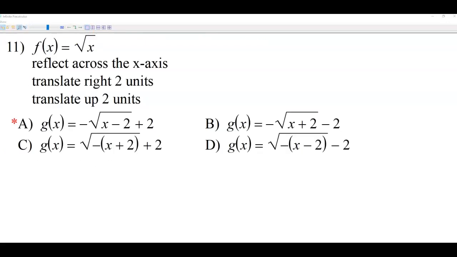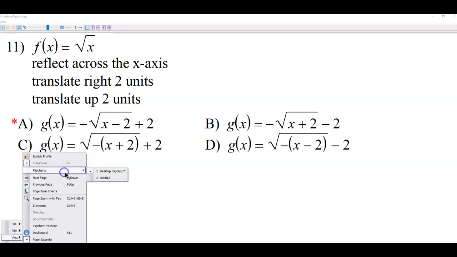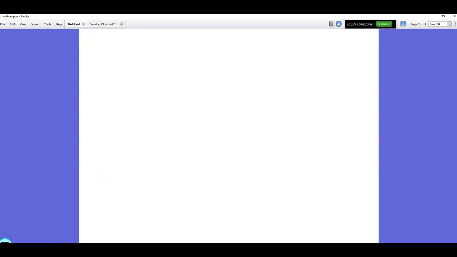All right, before we begin this next section, I will review with you the rules for transformations. All right, so let's do that.